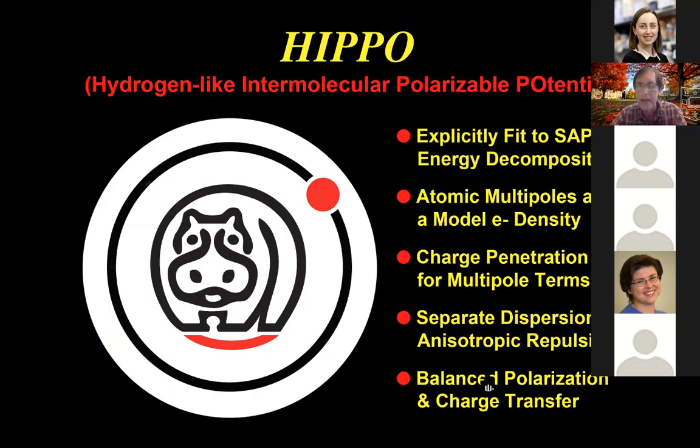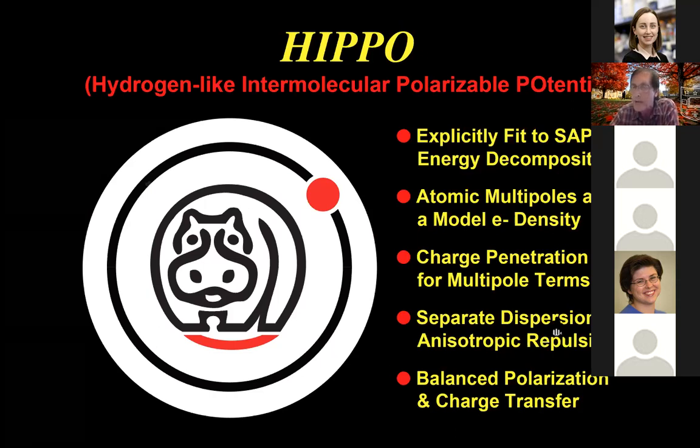My lab has been developing a further model, which we call HIPPO, which is this nasty acronym here, Hydrogen-like Intermolecular Polarizable Potential. In case you're wondering, this is a hippo inside a hydrogen atom. The idea with HIPPO is that it's even more explicitly fit to the physics. It's fit to SAPT energy decompositions, and it uses the atomic multipole model, similar to what's in Amoeba, as an actual model of the electron density. And so we can include charge penetration.